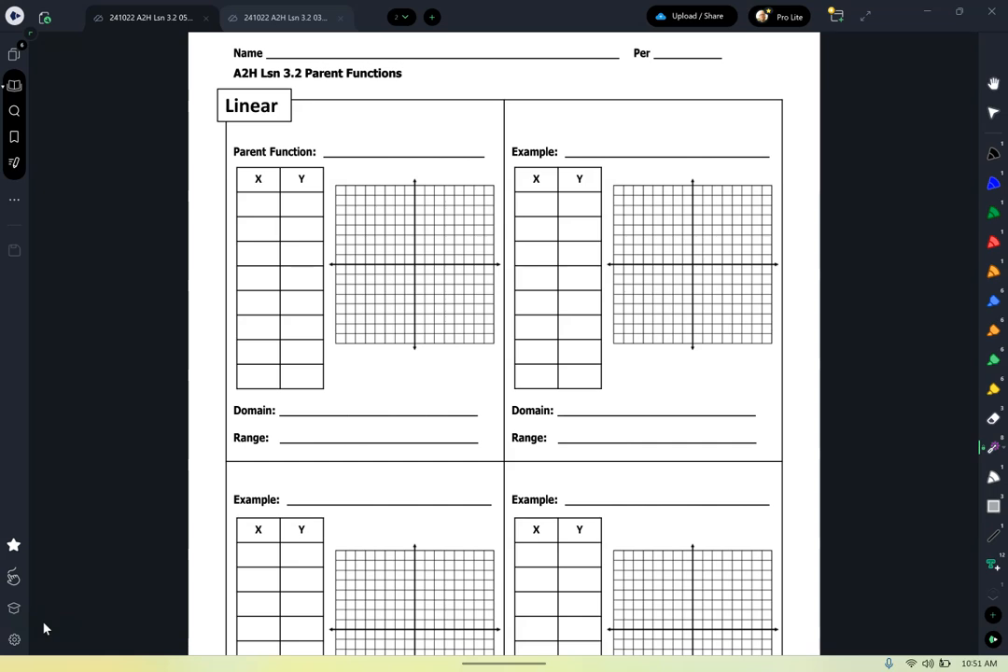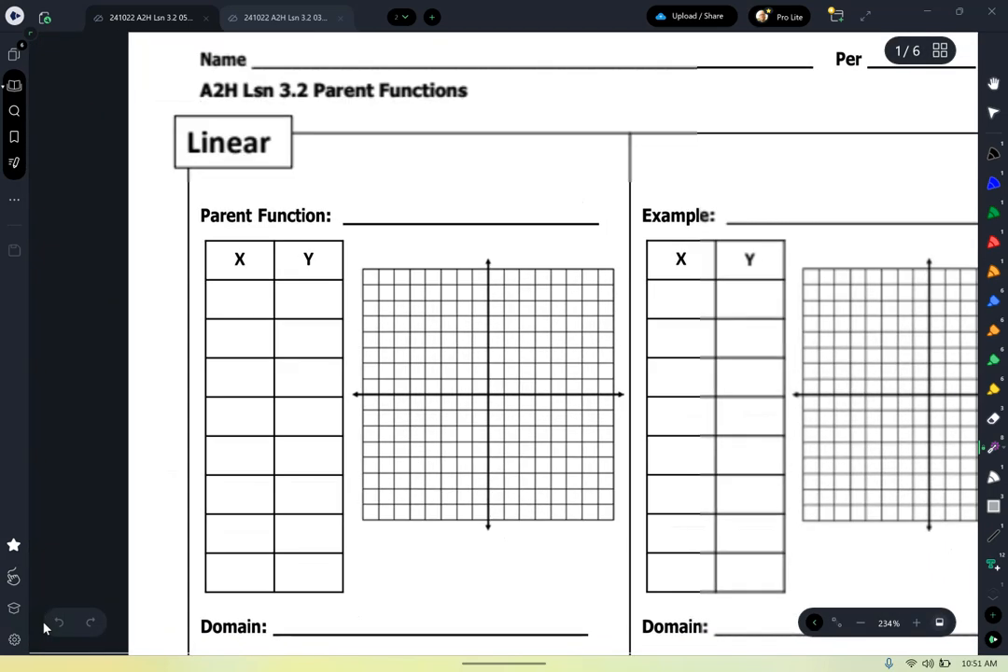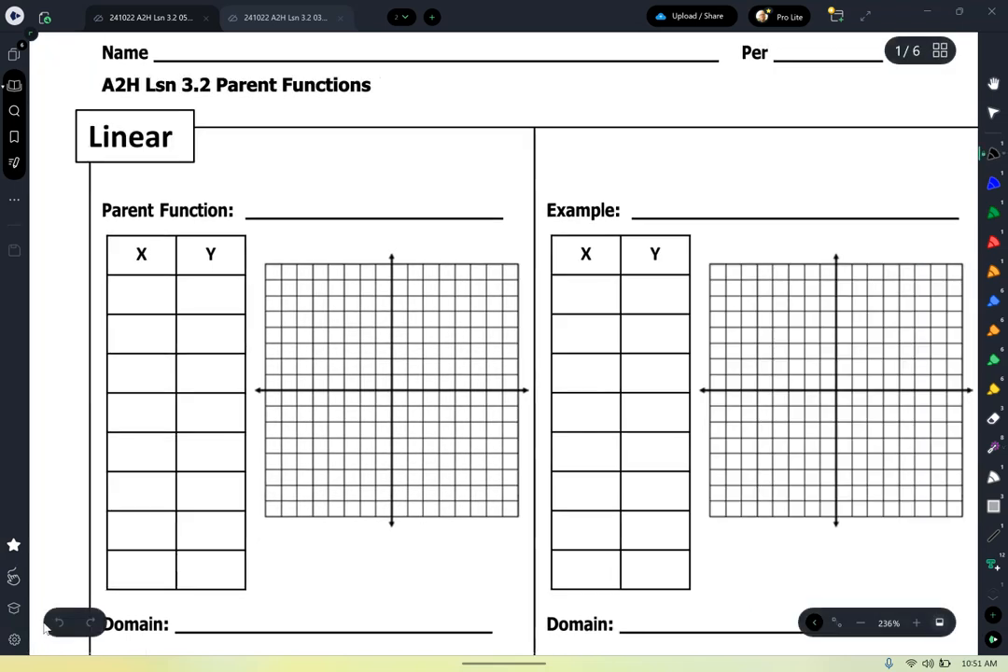Okay, so let's just start with a parent linear function. And so the linear function for a parent is f of x equals x.